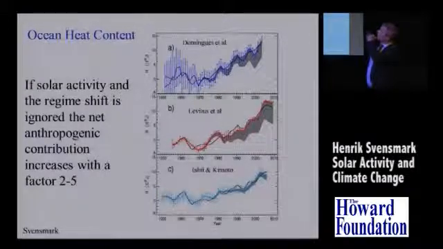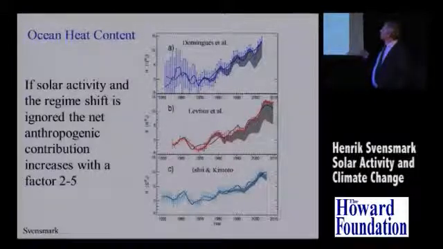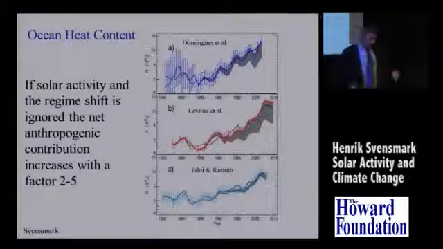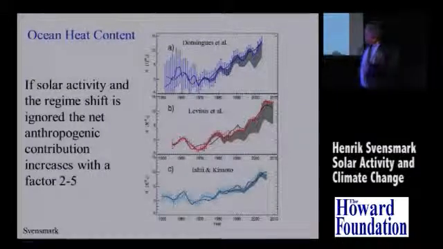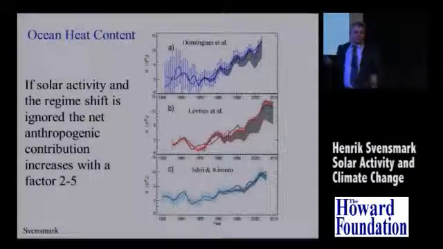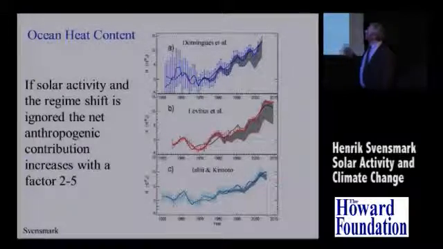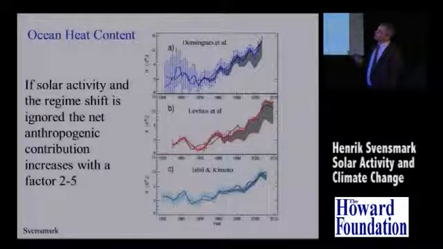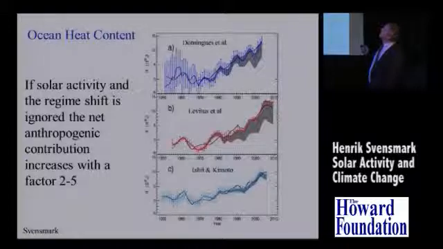It certainly looks, I mean, if I now combine all the effects I'm talking about, this black curve, you get a very nice correlation with the ocean heat content. But what I also see is that it looks as if solar activity had a large impact on how this heat content has evolved over this period of time. And it's interesting, if I ignore the solar activity or the regime shift, then what you would call the anthropogenic effect increases by a factor of 2 to 5. But if you include the solar activity and the regime shift, then this gray area is actually what could be an anthropogenic effect in the data.